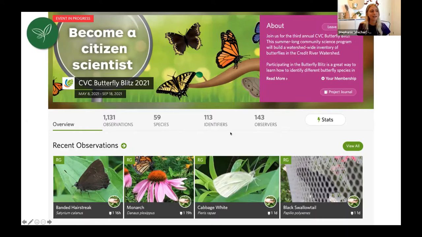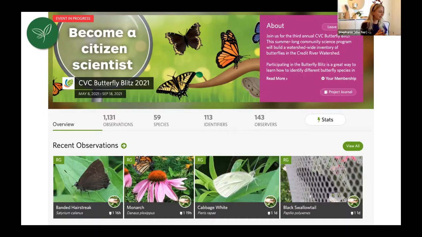Here are some of the images that people have taken within the last day. They don't have to be high definition, as you can see. A lot of these are blurry images, but that's perfect. That's okay. It is hard to take pictures of butterflies because they are just flittering around. They're very frantic. So what you basically do is take an image of any kind of butterfly and post it into iNaturalist, and iNaturalist will actually scan that photo for you and suggest the closest identification of that species for you.